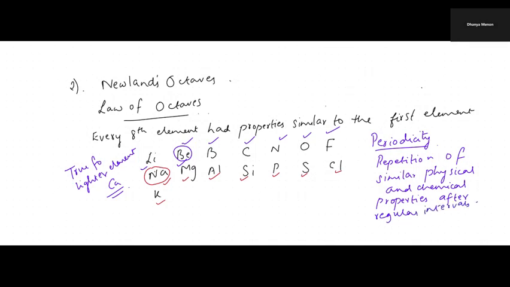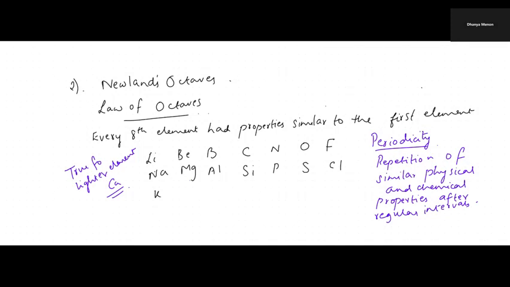So this scientist Newland gave the law of octaves, according to which the first element shows similar properties to the 8th element, and vice versa. Every 8th element has properties similar to that of the first one. Also, this scientist talked about periodicity, that means repetition of physical and chemical properties after regular intervals of time. And also, this scientist arranged the elements according to increasing atomic weight.